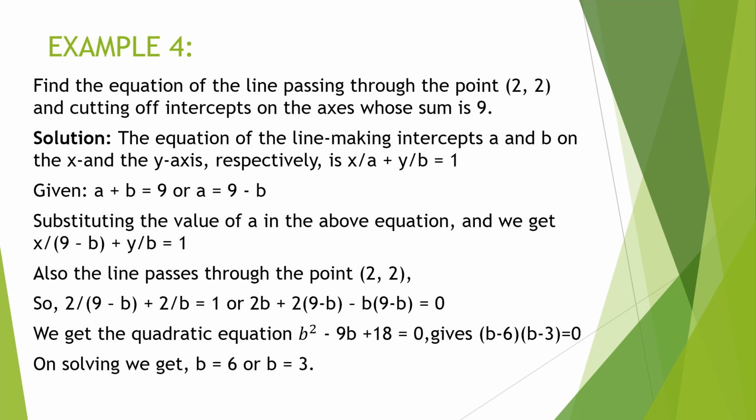Now this is the equation of the line, and we are also given that the line passes through the point (2, 2). So in the given equation of the line, put the values of x and y as 2 and 2 respectively. When you put x and y as 2 and 2, on simplification you get a quadratic equation b square minus 9b plus 18 equal to 0. On solving, you get the value of b as 6 or 3. So in the first part, what we have obtained is that the value of b is 6 or 3.